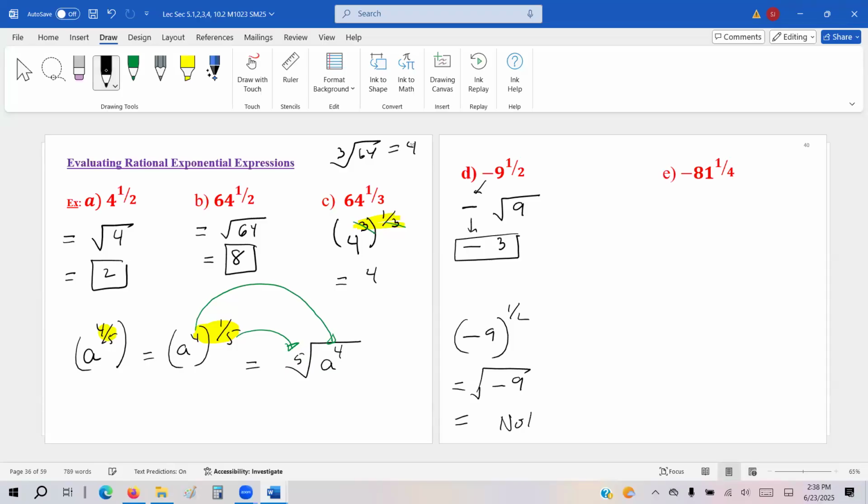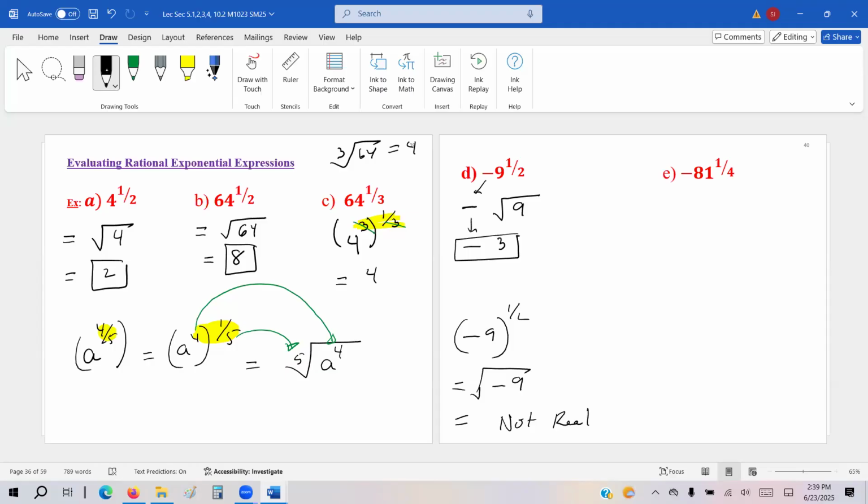So it's not real. It does exist in the imaginary world, but in the real world, it doesn't exist. The answer is actually 3i, which you're going to learn in chapter 10. But for now, it's not real. It does exist, but it's not real. It's imaginary. If you know your i, use i. If you don't know i yet, you can write not real or doesn't exist.